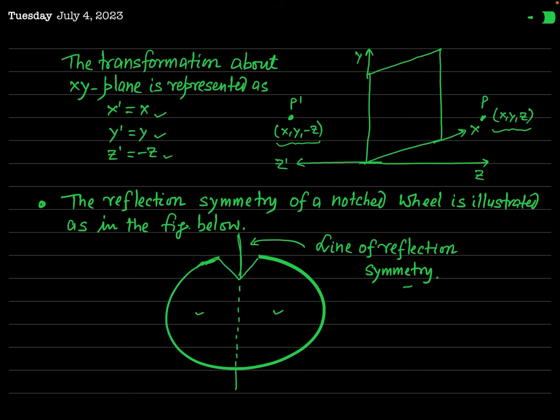But when you talk about the reflection symmetry of a notched wheel, then you can see the line of reflection symmetry has been shown here. Here there is no plane of reflection symmetry, but there is a line of reflection symmetry. So this line of reflection symmetry will be in case of a 2-dimensional lattice or a plane lattice. So you can say that reflection symmetry exists both in case of 2-dimensional lattice and 3-dimensional lattice.